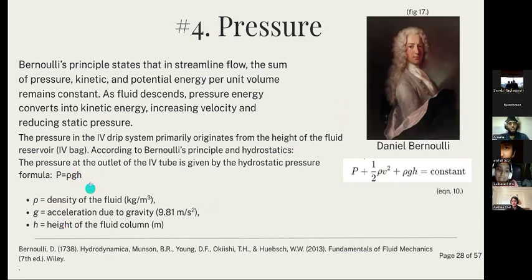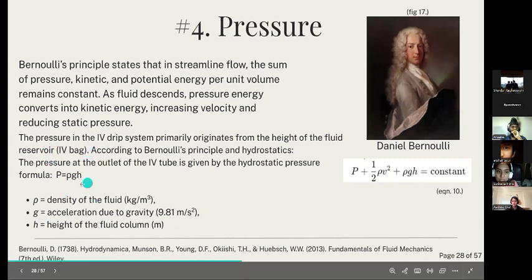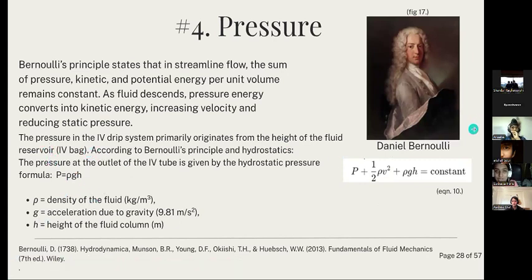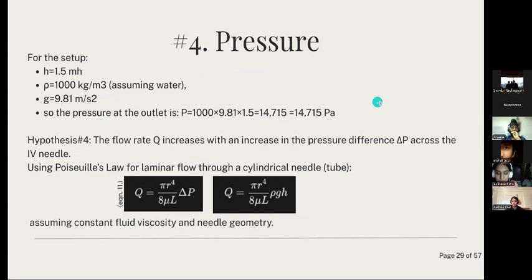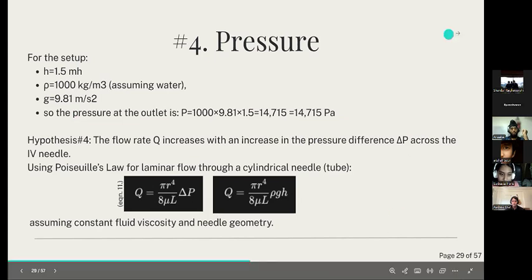Here we vary the height of the system, taking in mind that P is rho g h, so we vary h and use different IV needles for that. Sorry, we use different IV tubes for that. So in our setup, if we calculate the pressure for a normal system where we take water and standard height, we get the pressure as 14,715 pascals here.